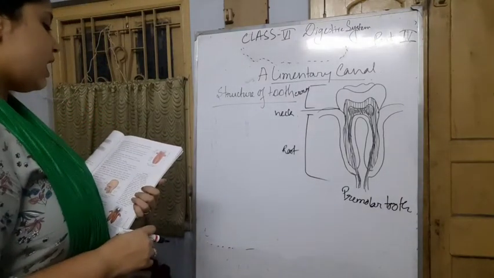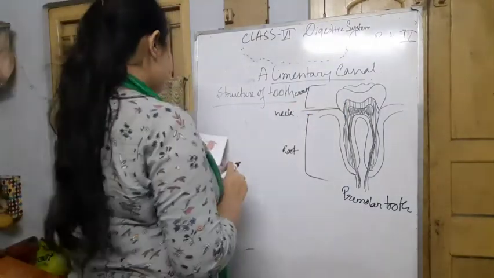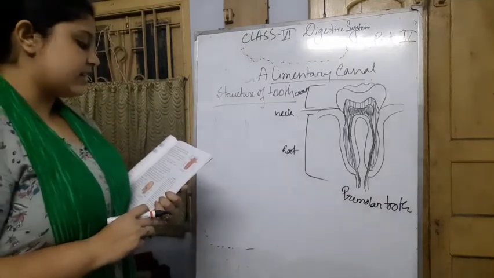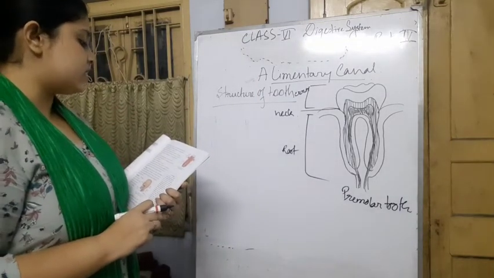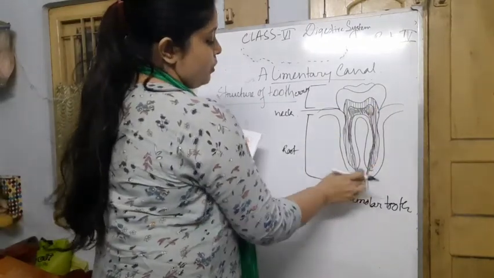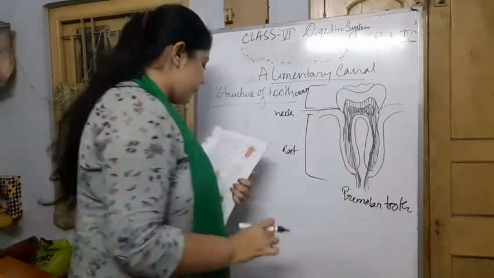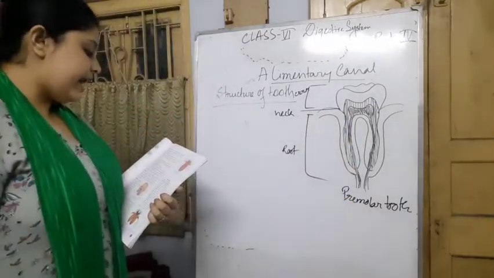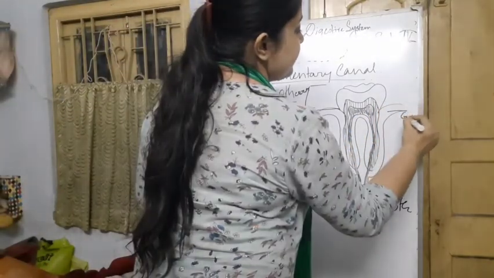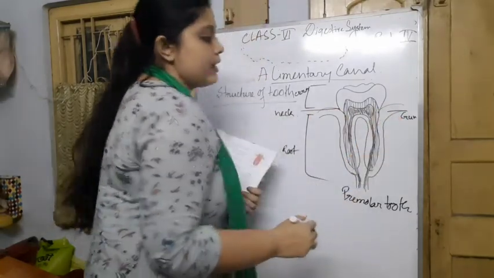The crown is the upper, visible part of the tooth, which we can see. The root is the lower part, which is embedded in a cup-like socket of the jawbone. This is the cup-like socket of the jawbone in which the root of the tooth is embedded. The neck is surrounded by the gum. This part is gum. So the neck part is always surrounded with the gum.